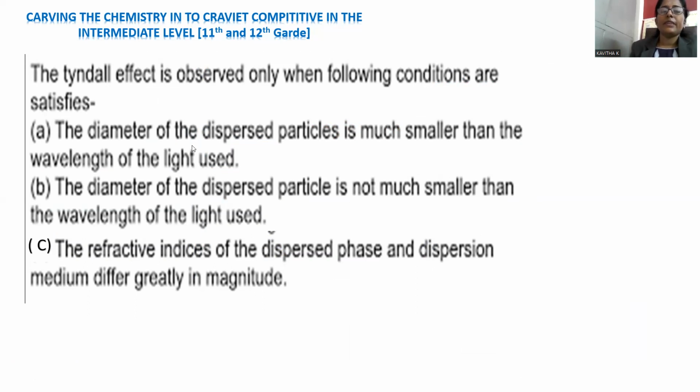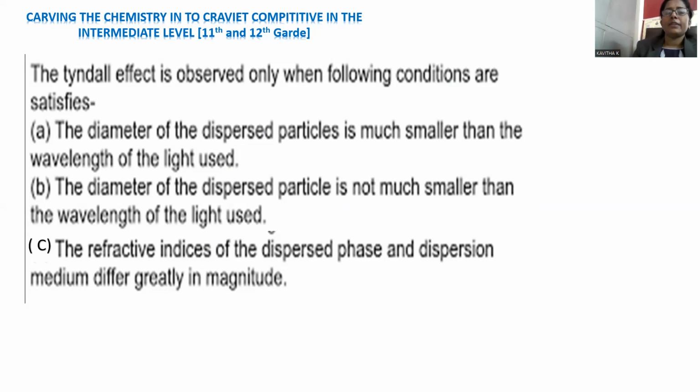One is that the diameter of the dispersion particles should be much smaller than the wavelength of the light. Whatever light is coming, its wavelength must be higher when compared to the particles under observation, right? So the diameter of the dispersed particle should be smaller when compared to the light wavelength. That is condition number one.